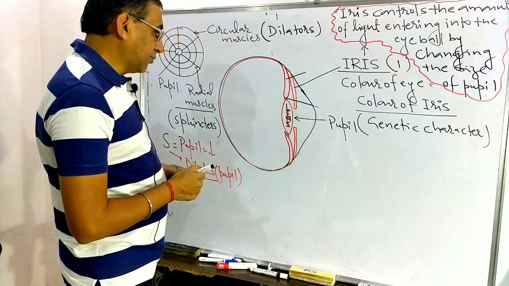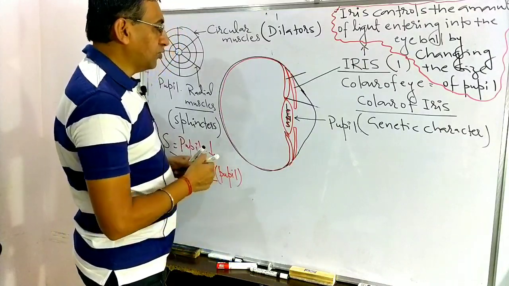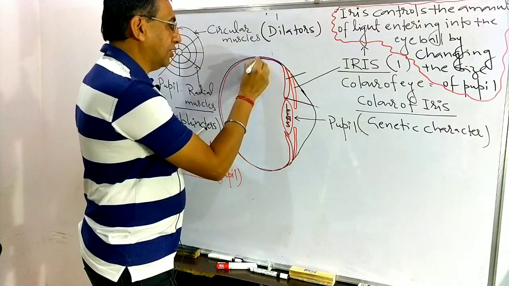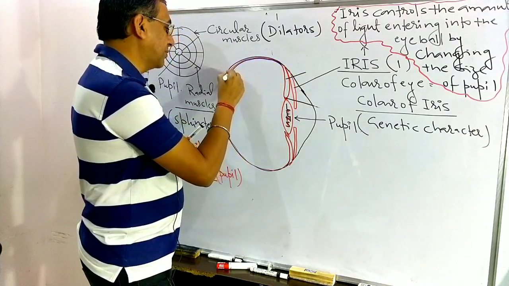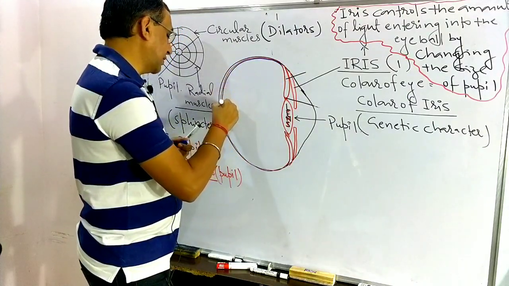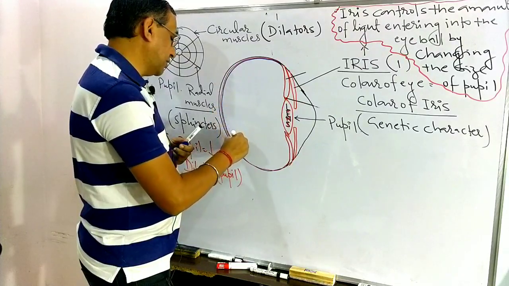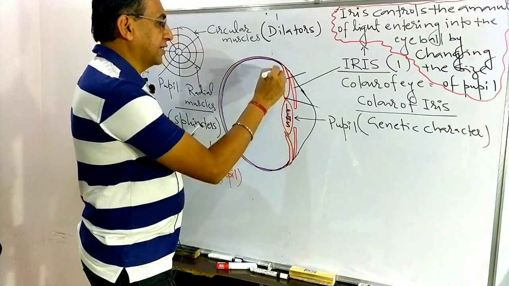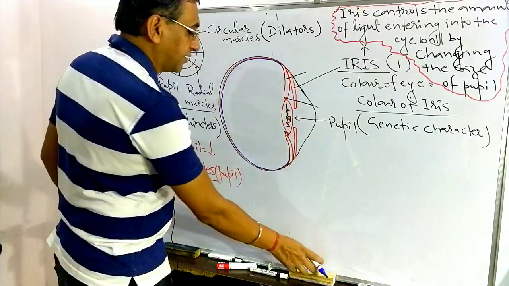Now the innermost layer of the eyeball is the retina. So I am drawing it like this with the blue color, that is the retina. The innermost layer, the inner layer, is the nervous coat, which is known as the retina.